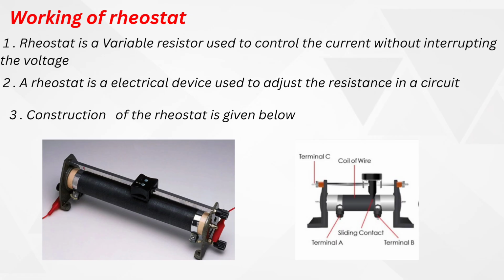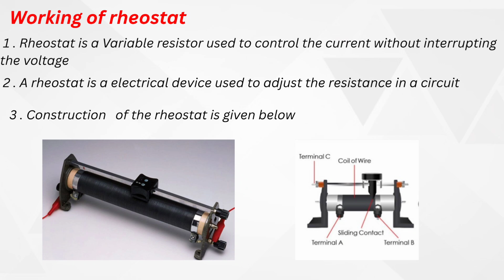Our next topic is the working of a rheostat. A rheostat is nothing but a variable resistor. When we classify resistors, they are classified into two types, right? One is fixed and the second is variable. Fixed resistors are not able to change their resistance values. But in the variable resistor, that is the rheostat, we can adjust the current by adjusting the resistance in a circuit. A rheostat is an electrical device which is used to adjust the resistance in a circuit.